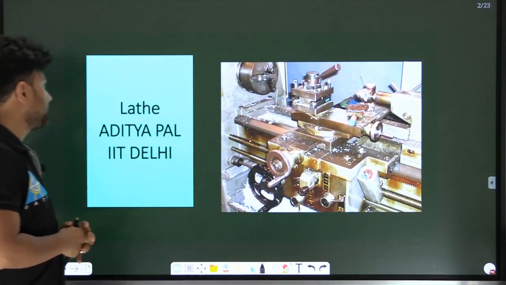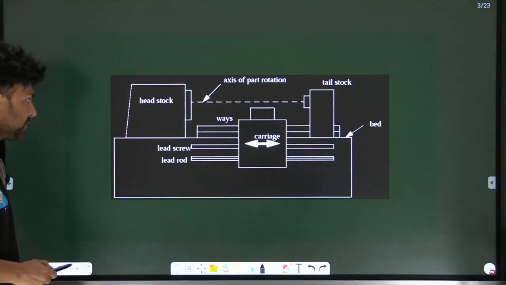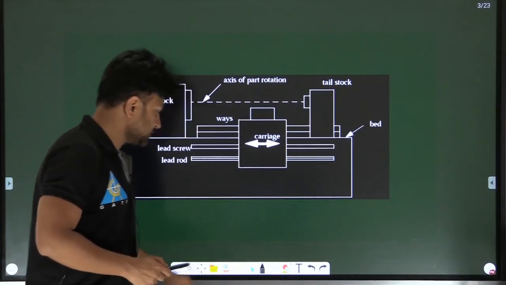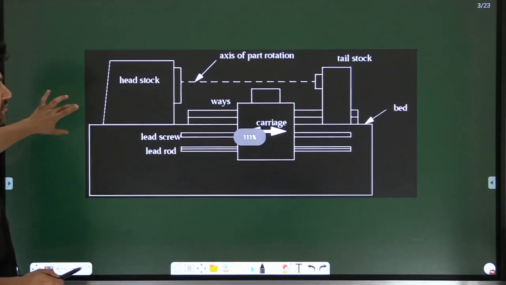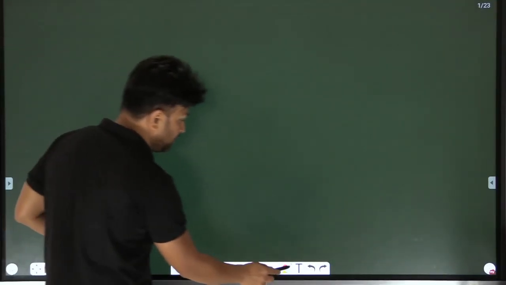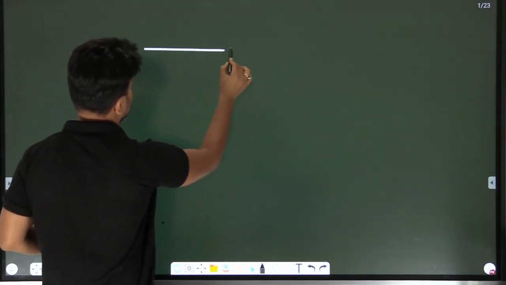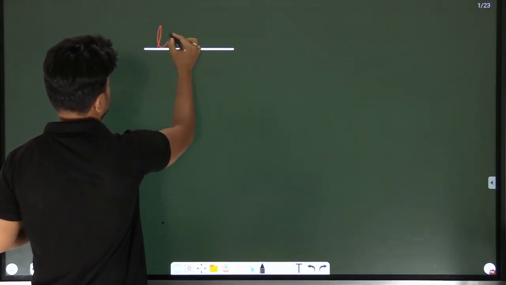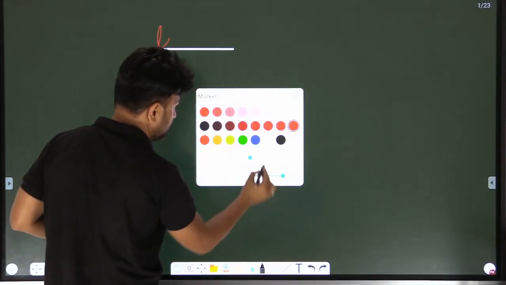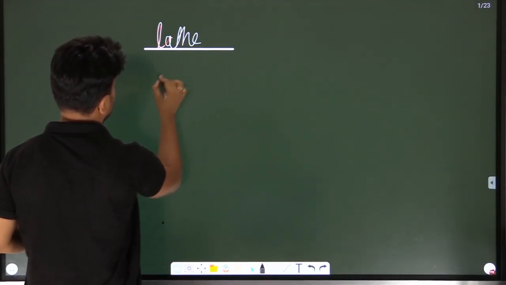So today our topic is Lathe. So let's discuss about Lathe. Look, this is the Lathe, right? Generally, the topics we are going to cover from now are Lathe, according to the GATE point of view.